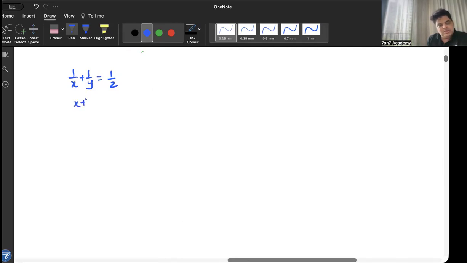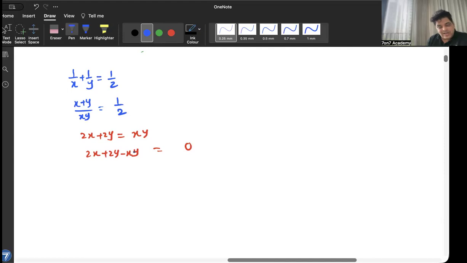x plus y over xy is equal to 1 over 2. Agree? So multiply by 2 here. So 2 times x plus 2 times y is equal to xy. So always move this side. So 2 times x plus 2 times y minus xy is equal to 0.